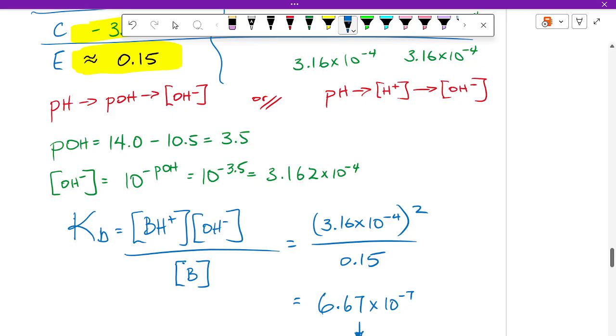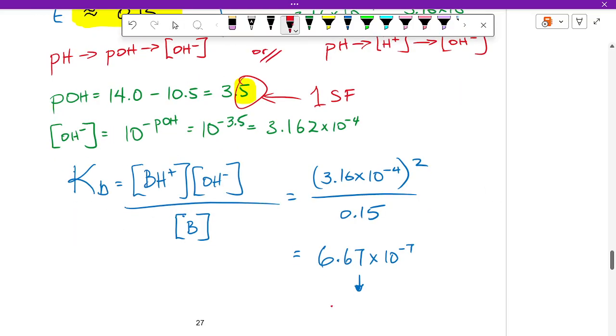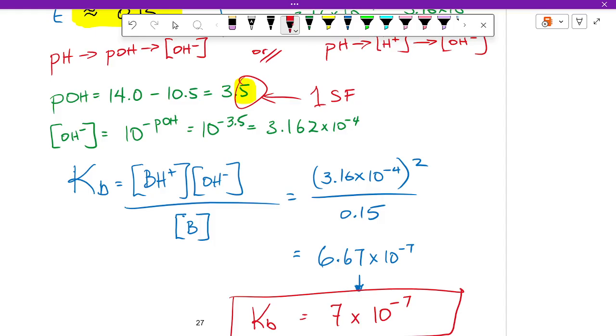Did you guys get 6.67 times 10 to the negative 7? And how many sig figs should we have? We should have one sig fig, right? One sig fig, so that would then become 6. No, sorry, not 6. 7 times 10 to the negative 7 is the Kb. Yeah? Okay, very nice. I was just kind of weirded out because when I squared 3.16 times 10 to the negative 4, I got 1 times 10 to the negative 7, exactly. And I'm like, ooh, that's a weird number, but it was correct.